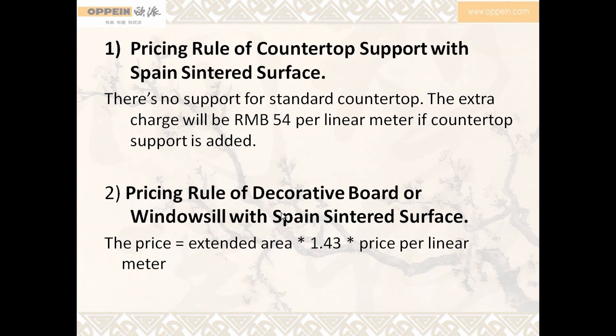Pricing rule of countertop support with span sinter surface. There's no support for standard countertop. The extra charge will be 54 per linear meter if countertop support is added. 2. Pricing rule of decorative board or windowsill with span sinter surface. The price equals to extended area multiply 1.43 multiply price per linear meter.